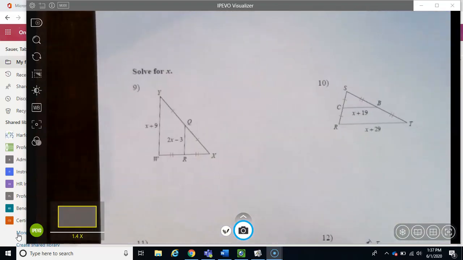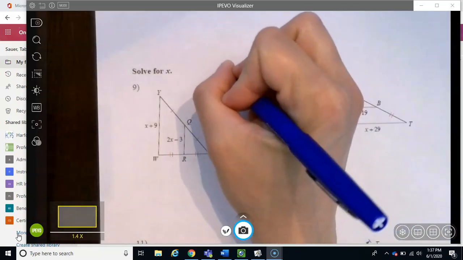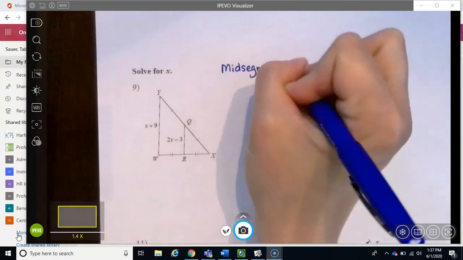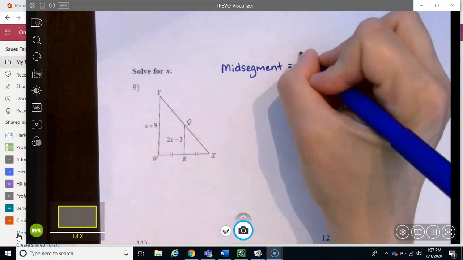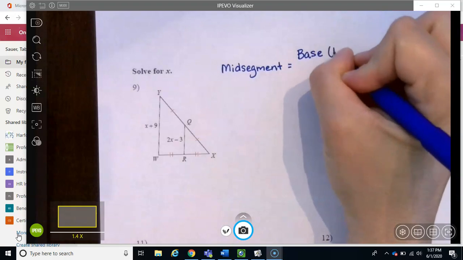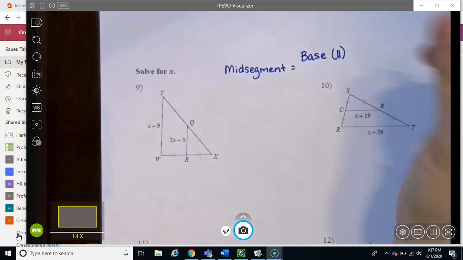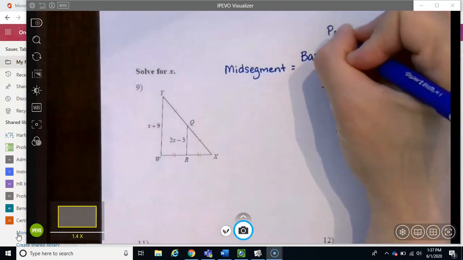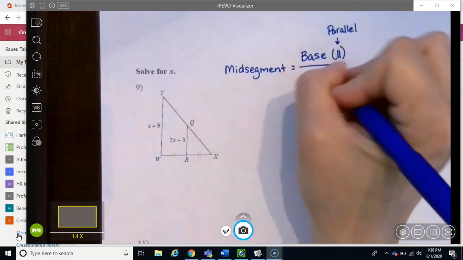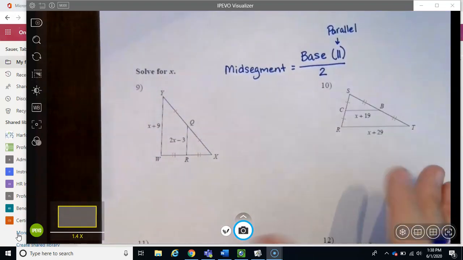Down here, now we're going to throw some algebra in the mix, because we always love to throw algebra skills in here, so we can keep our algebra skills up. We're trying to solve for x, so always set it up as mid-segment is equal to the base that's parallel, divided by 2. That's your formula that you want to be using for this.